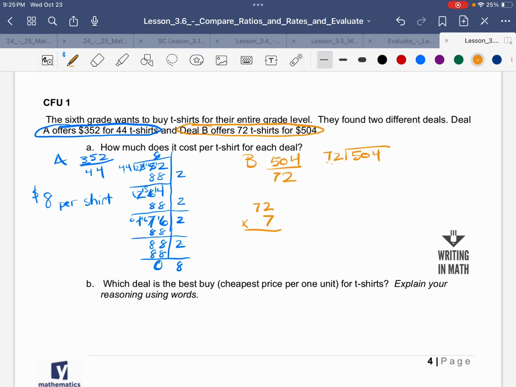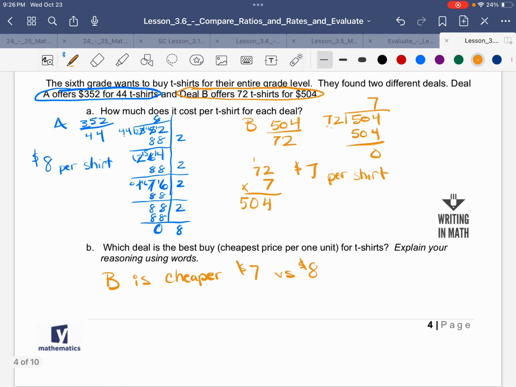7 times 2 is 14, right? 49, 50. Look at there. So 7 will give us 504. All right, so that means that this is $7 per shirt. So there you go. It says which deal is the best. We're talking cheaper per unit. For this one, B is cheaper. $7 versus $8. Okay, let's move on.